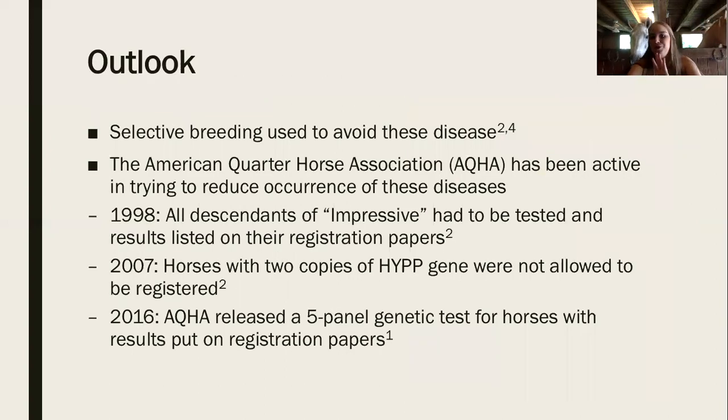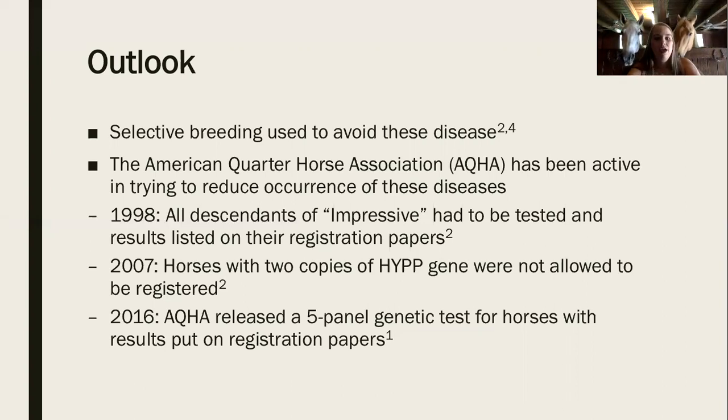So what is the future for these diseases? The best way to not be affected by these diseases is to just avoid them. So you'd want to avoid crosses of horses that would have these diseases. What breeders will use is selective breeding. Sometimes you may have a really good sire or a really good mare that was very successful in the show pen, but she may have one of these diseases. So you would want to breed him or her to a sire that would give a cross that would not be affected by these diseases.